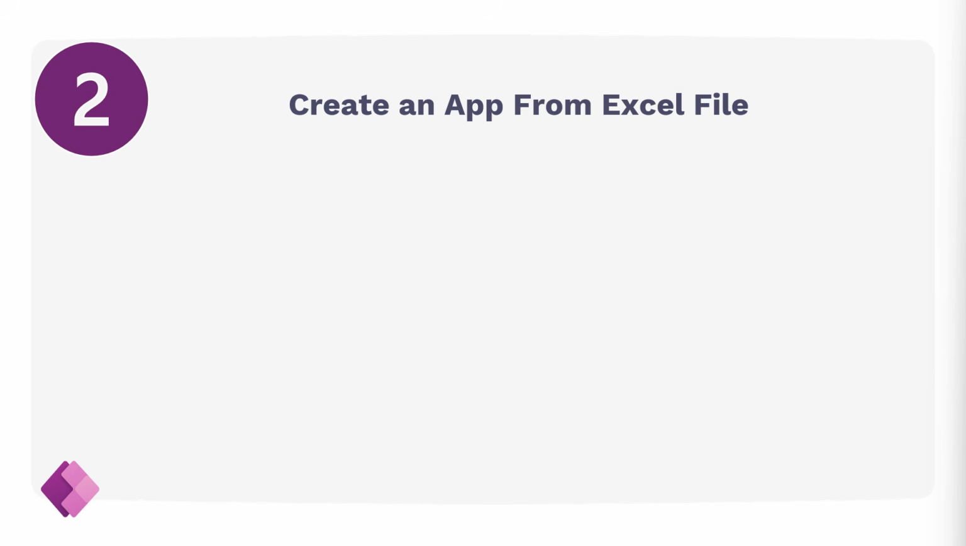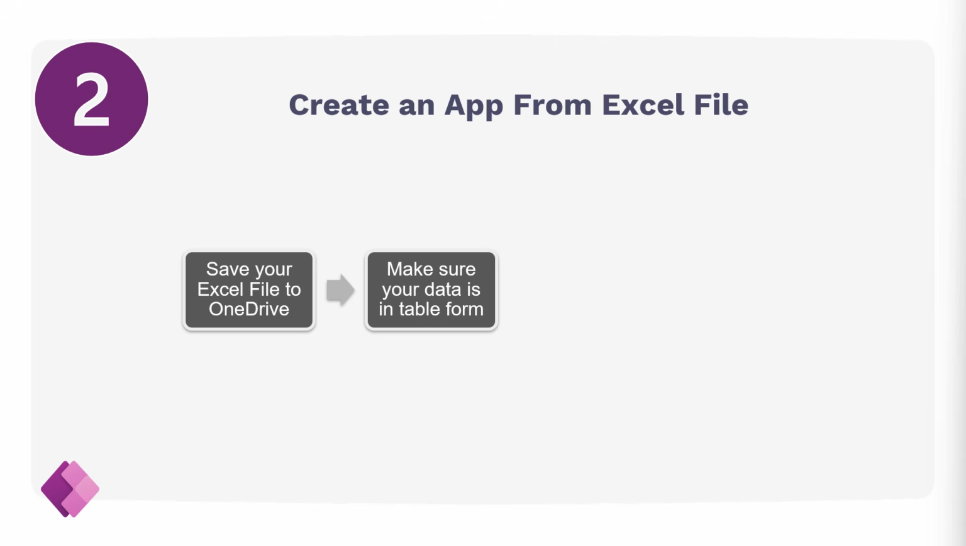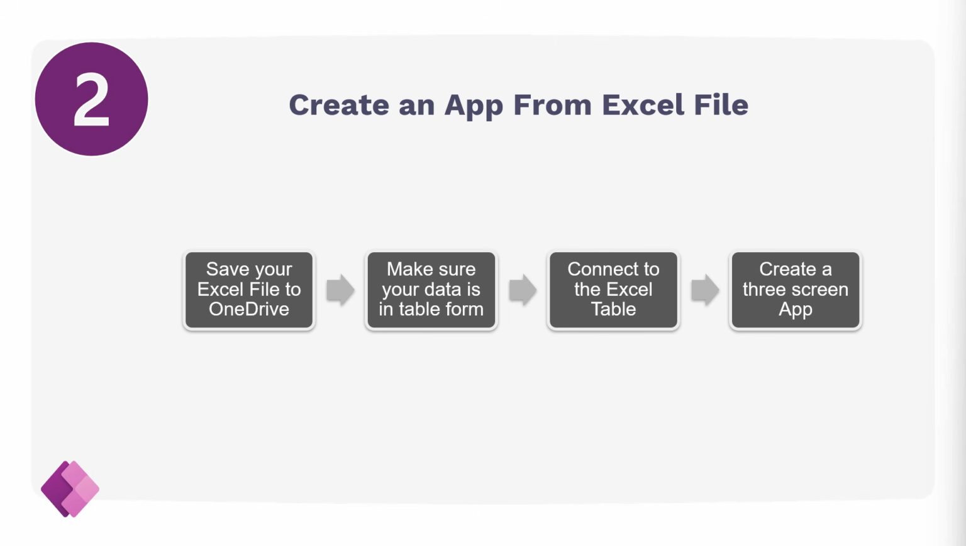So just a recap of creating an app from an Excel file. We need to first save our Excel file to OneDrive, and then make sure that our data is in table form. We need to connect to the Excel table by using the Create wizard, and we get a really nice 3-screen app. Now, I'm just going to go ahead and wrap up here.